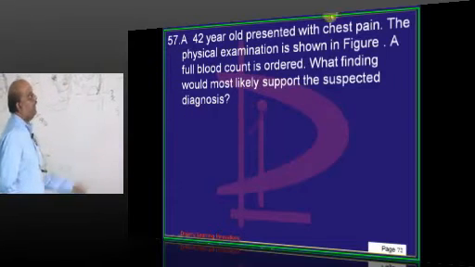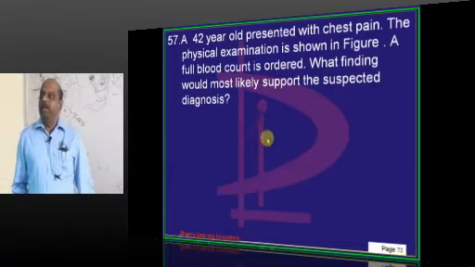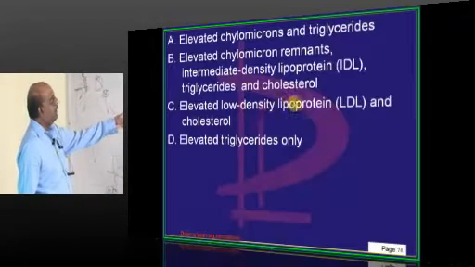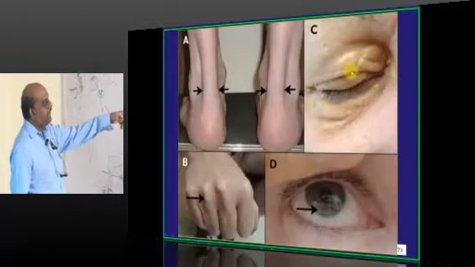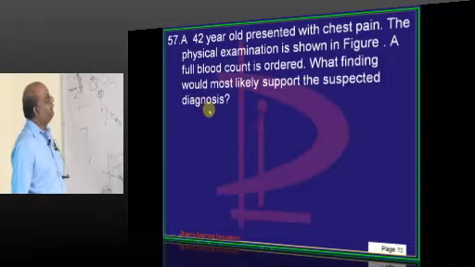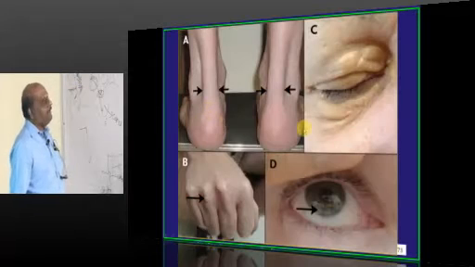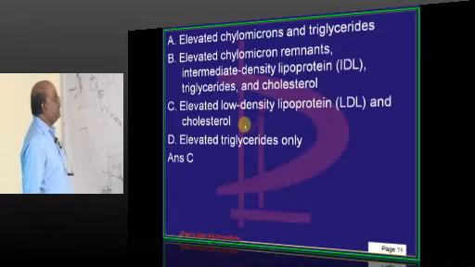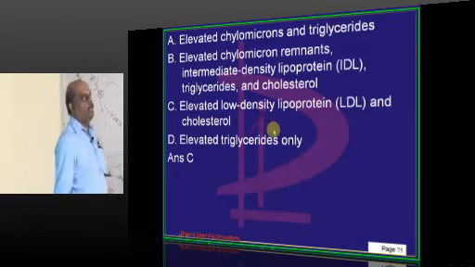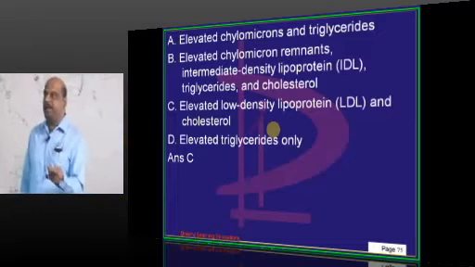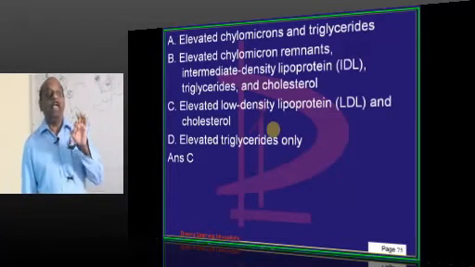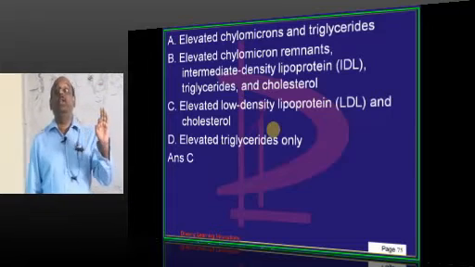A 42-year-old has chest pain. His complete blood picture has been ordered, and what are you seeing here? Xanthomas are what you are seeing, and what is the finding that you expect in this individual when you send his lipid profile? Once more, what is the rule when you are preparing for DNB, AIIMS, PGI, JIPMER, or any PG medical exam? Hyperlipidemias and hypolipidemic drugs.